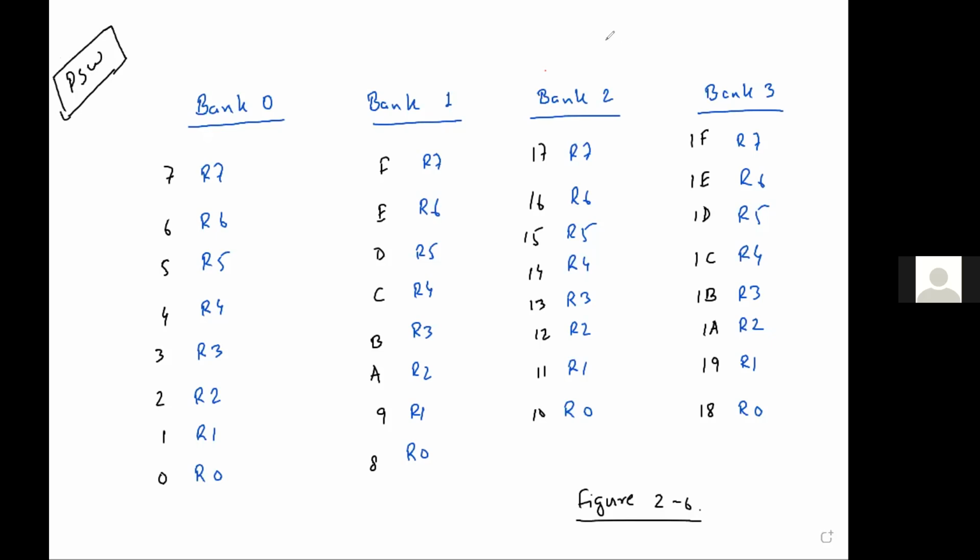Say bank 2 is selected and you want to push register R4. Then your instruction should be push 14. Remember, push 14 should be your instruction. If you write push 4, it will push the register R4 of bank 0. That is the difference. Right?